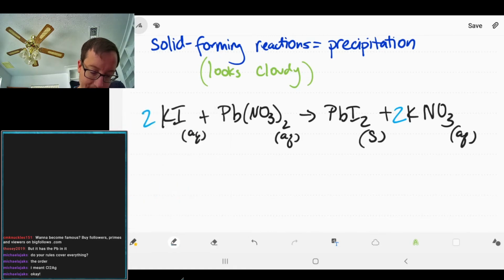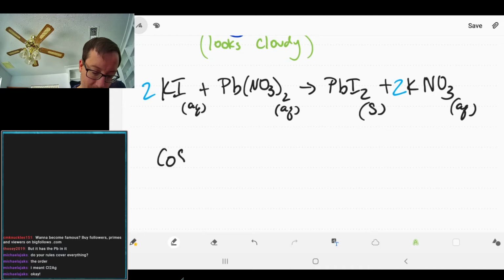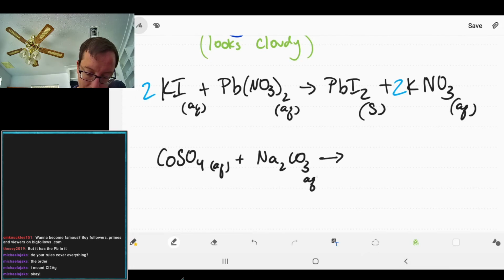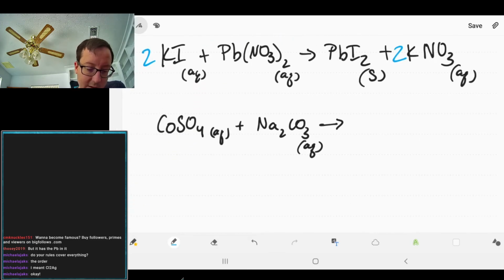Let's do another one. Let's try and figure out the products of this one. If we want to figure out the products, we have to think of what ions are present here. In this, we know sulfate has a 2- charge. Since we have the same amount of cobalts and sulfates, we know that the cobalt must be 2+. Remember, cobalt is a transition metal, so it could do different things. I have it as 2+ here.